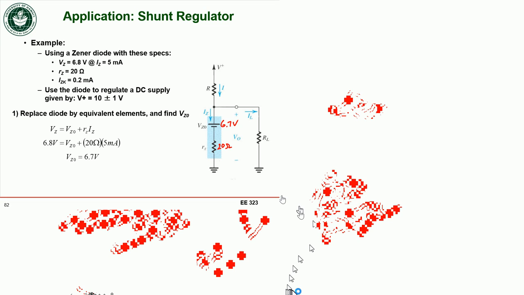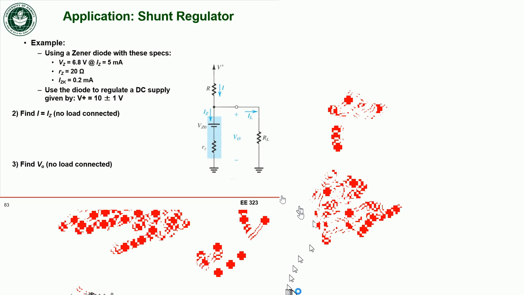And then the next step was to figure out what this current I is. Let's do that first with no load connected. So I'm going to break that connection, and I just want to know what I is. Because I have no load connected, I is going to be the same as the current through the Zener diode.